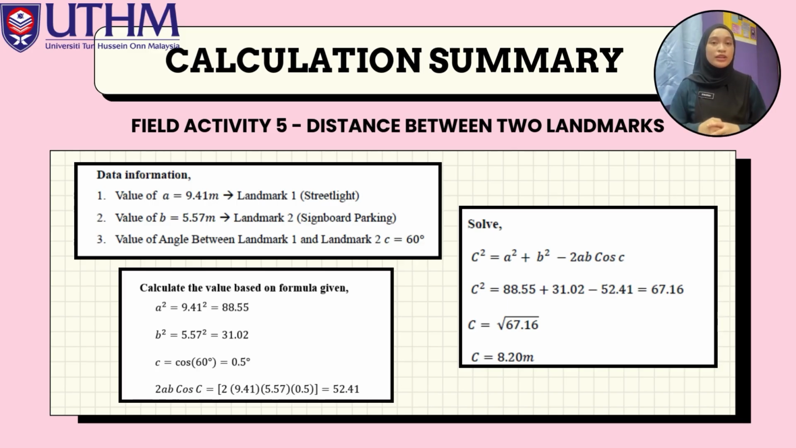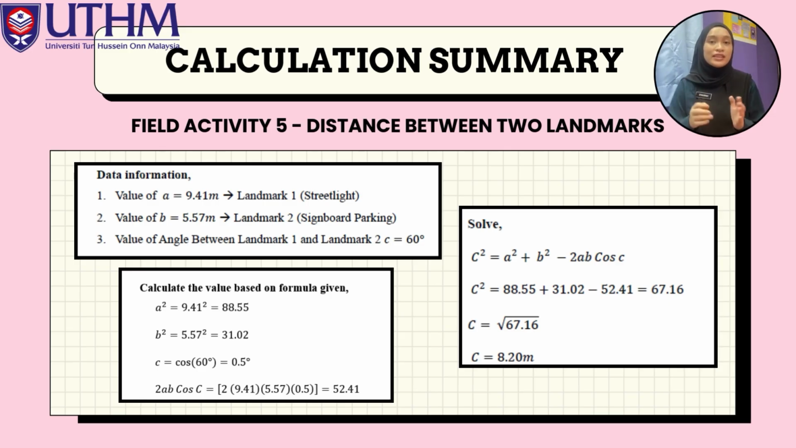Next, we calculate the product involving the cosine of the included angle. We take 2 multiplied by 9.41 multiplied by 5.57 and then multiply by the cosine of 60 degrees. Since the cosine of 60 degrees is equal to 0.5, the entire expression simplifies to 52.41. We then apply the law of cosines by combining these values.